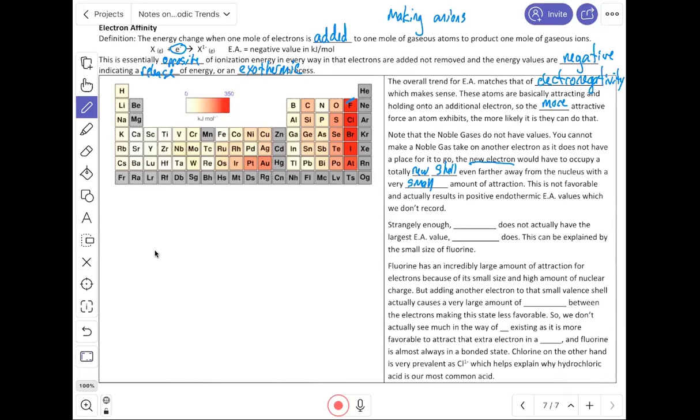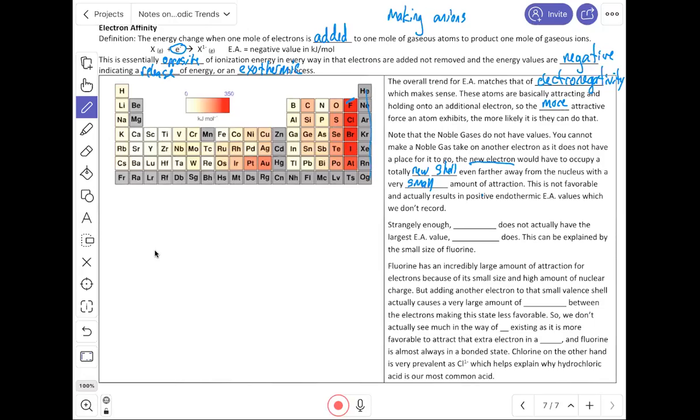It is not favorable to force a noble gas to take on an electron. And since it's not favorable, they do not have negative values. They actually have positive values because it's so not favorable that they're like, nope, you cannot make me do it. So that's why we don't have anything for the noble gases there.